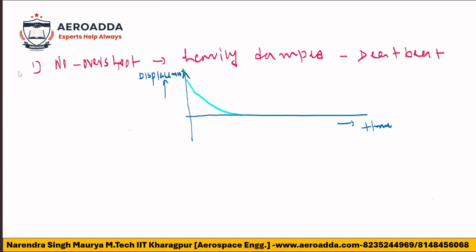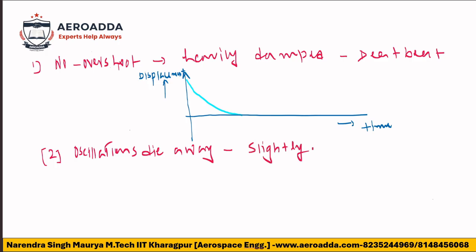Second, which is nothing but slightly damped. That second diagram I will show you, which is called slightly damped. It is also called oscillation. Oscillation die away. Slightly damped.